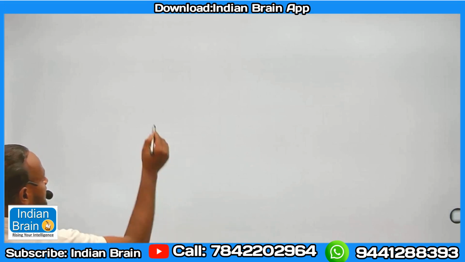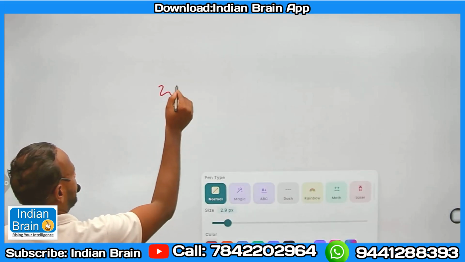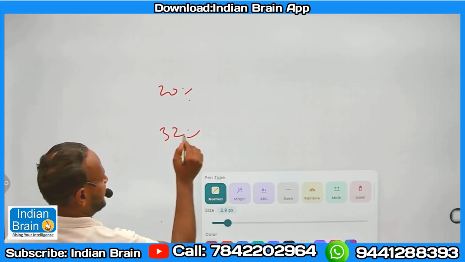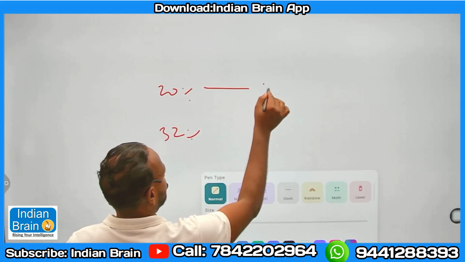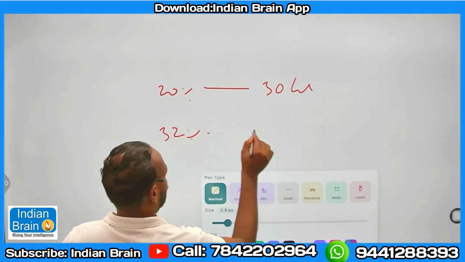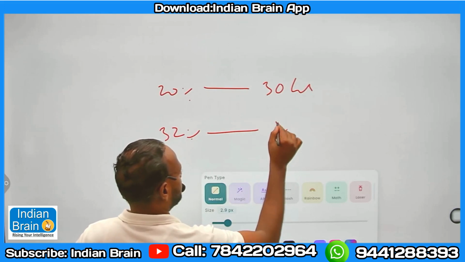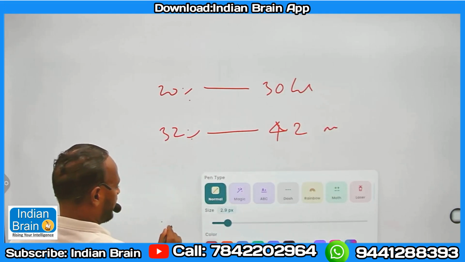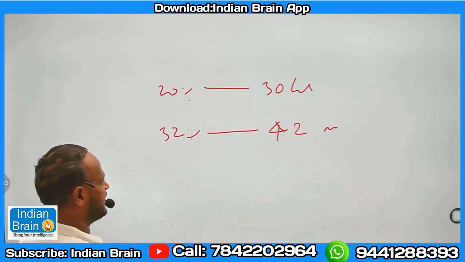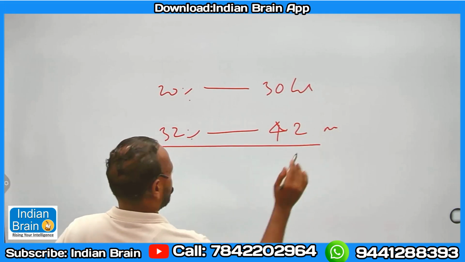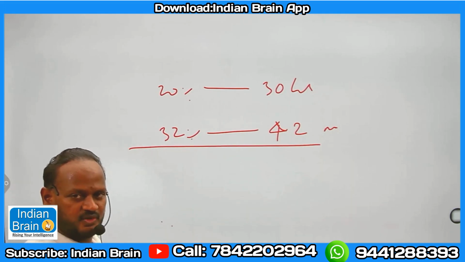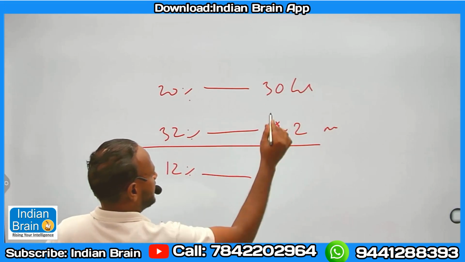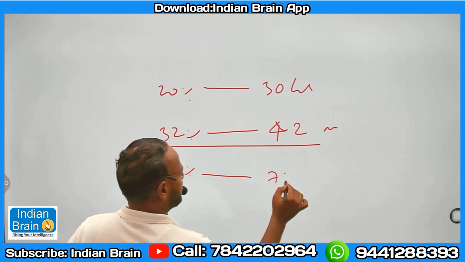The first candidate got 20%, right? The second candidate got 32%, right? How many marks are less? 30 marks are less. Here 42 marks are more, right? Now we need to check the difference between them. Difference can be the logical way. Don't go for the general way. Logical way: the difference is 12%, but the difference in marks will be 72 marks.